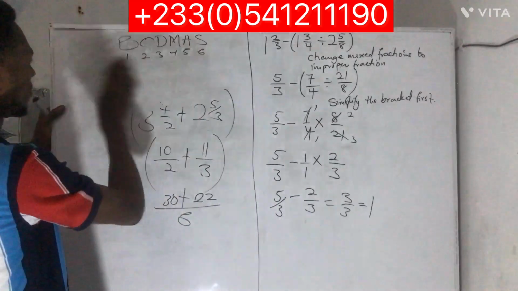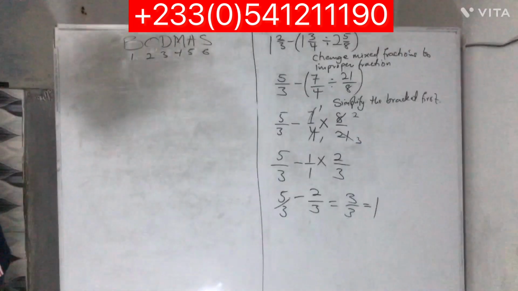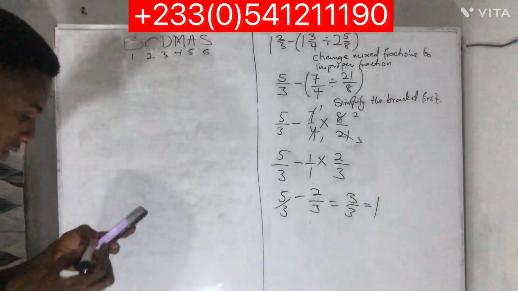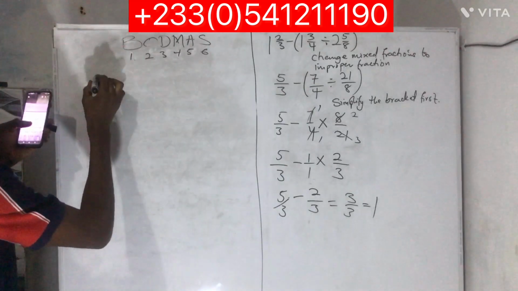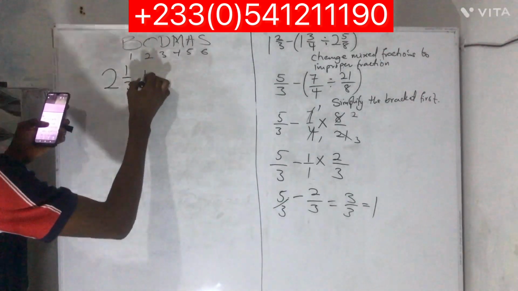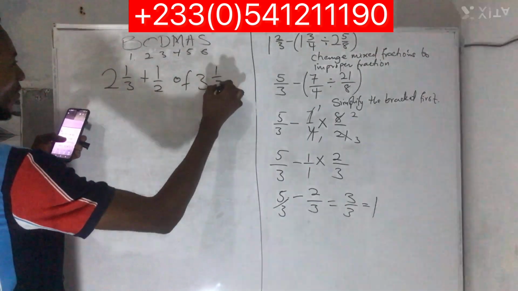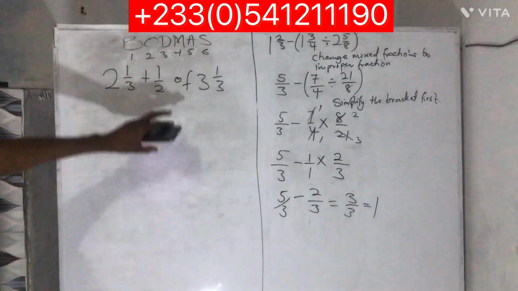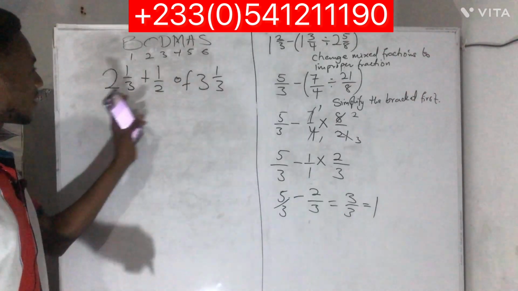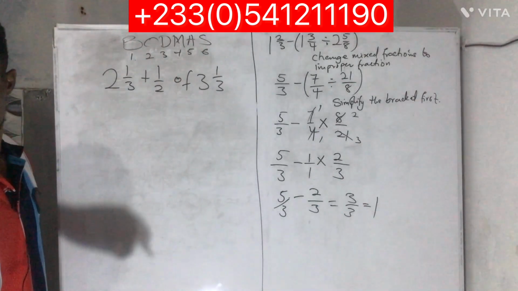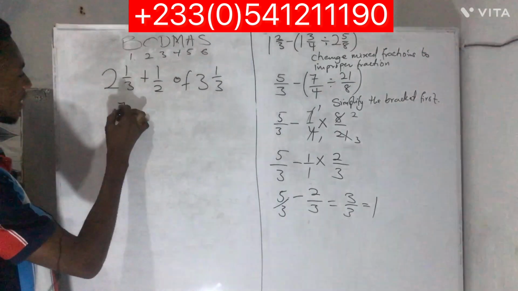Let's take the second question. So the second question is, now this one you are going to help me solve. So we have 2 whole number 1 over 3 plus 1 over 2 of 3 whole number 1 over 3. Now you realize that in this problem we have "of" over here. You get it? We have "of" over here. So the best thing we are supposed to do over here is to change everything to what? Improper fraction. So 2 times 3, 6 plus 1, 7 over 3.